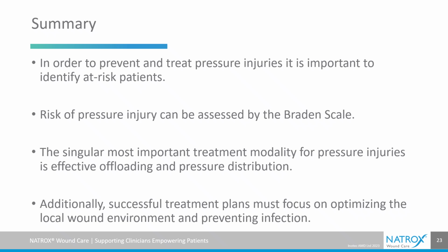So in summary, in order to prevent and treat pressure injuries, it is important to identify the at-risk patient. Risk of pressure injury can be assessed by using the Braden scale. The singular most important treatment modality for pressure injuries is effective offloading and pressure distribution. Additionally, successful treatment plans must focus on optimizing the local wound environment and preventing infection.